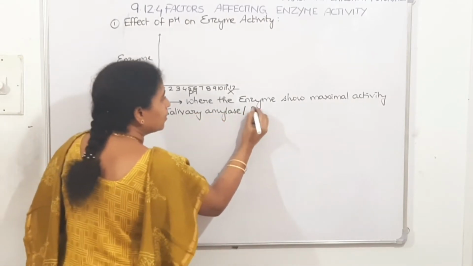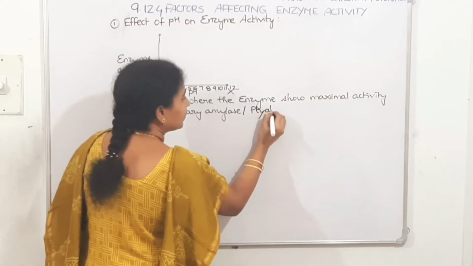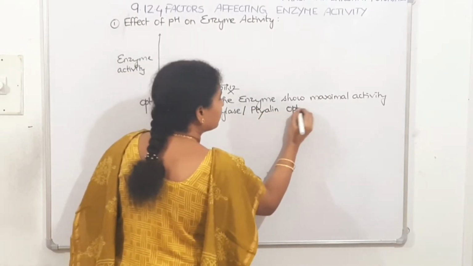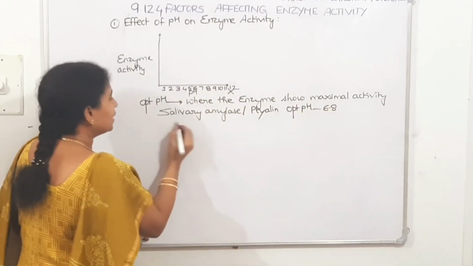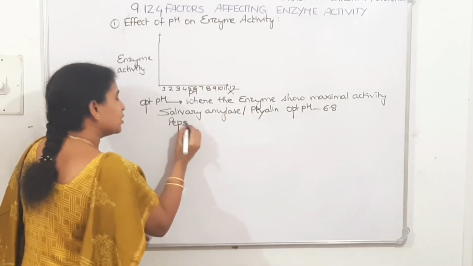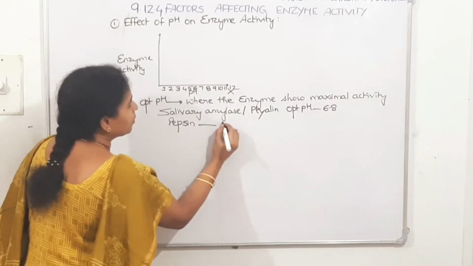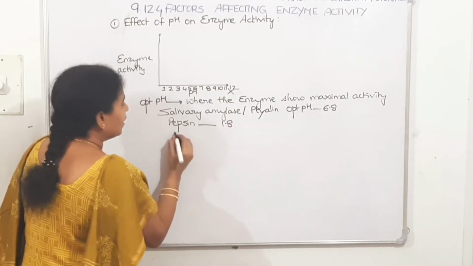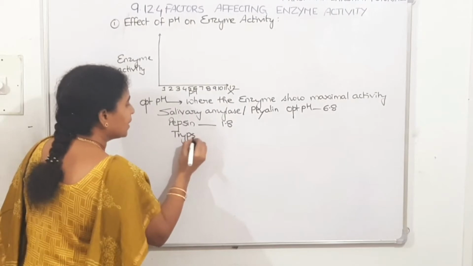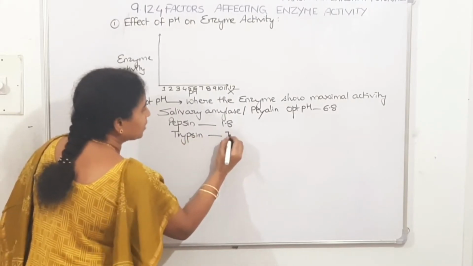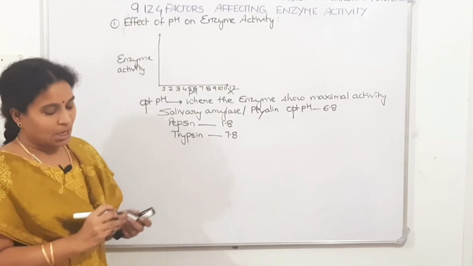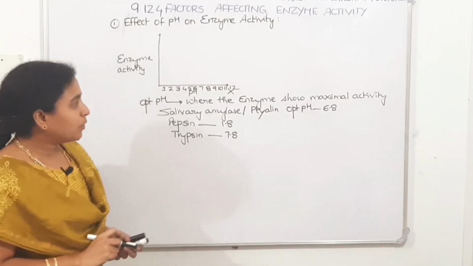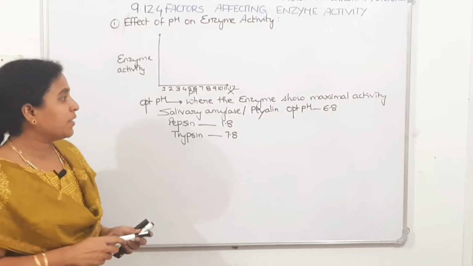Salivary amylase is also called ptyalin. It has an optimal pH of 6.8. Then, if we take pepsin, which is present in digestive juice, its optimal pH is 1.8. If you take trypsin and chymotrypsin, their optimal pH is 7.8. So we have listed a few enzymes and their optimal pH. But in most cases, the optimal pH, where it shows maximal activity, is in the range of neutral pH.